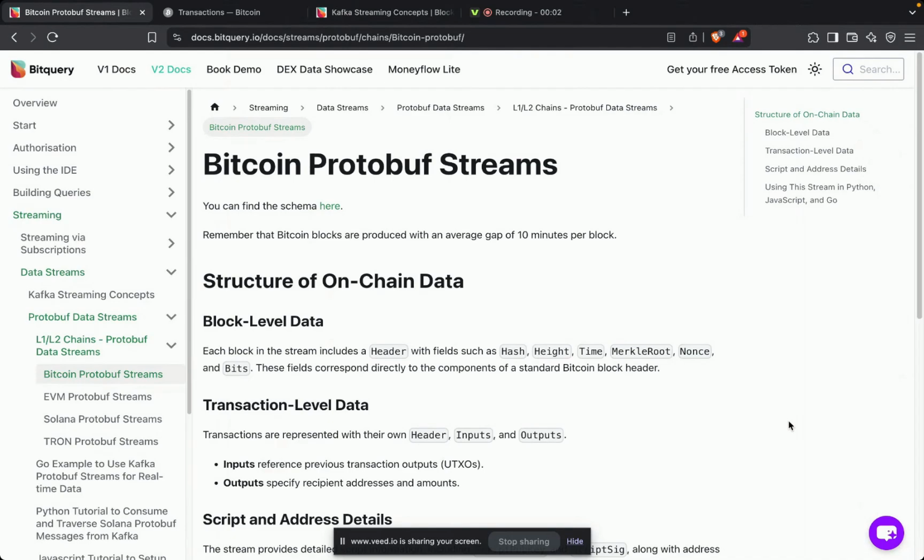Hello everyone. Bitquery recently launched Bitcoin Kafka streams that provide low latency Bitcoin transaction data. Bitquery also provides the same protobuf Kafka streams for other L1 and L2 chains. In this video we will focus on Bitcoin streams alone.